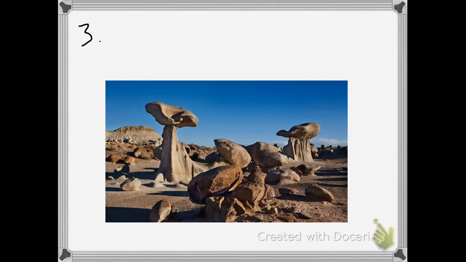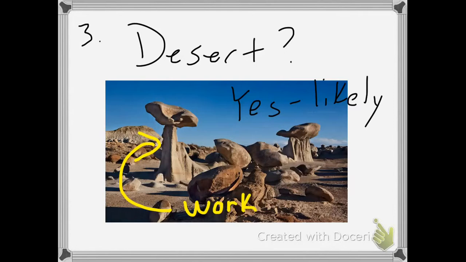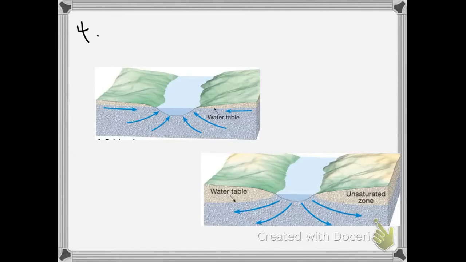So question number 3, here is a picture for your consideration. Is this picture likely taken of a desert or inside of a desert? And the answer is yes, it's likely taken in a desert, because it looks like these rocks have been wind abraded. Okay, in fact, I wrote that on the slide, work of wind. Okay, but it certainly could be the work of water too.